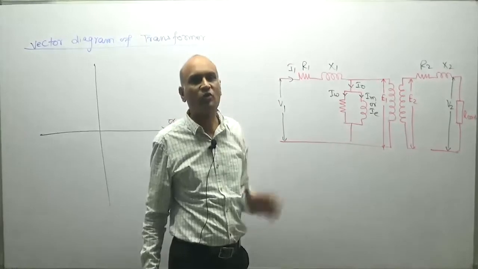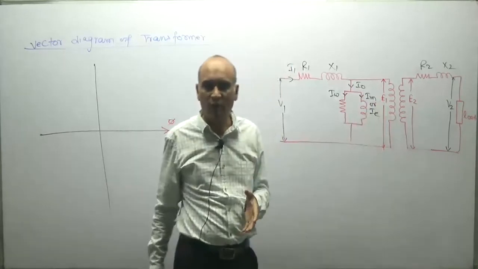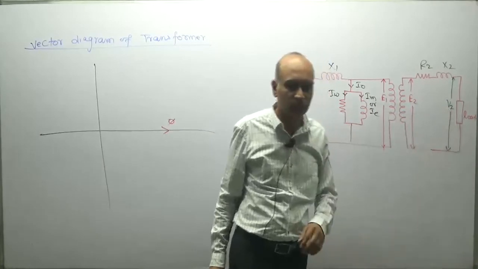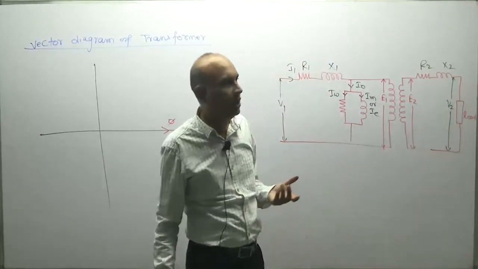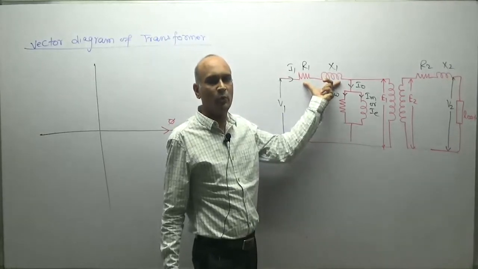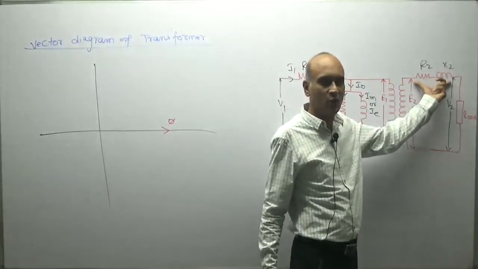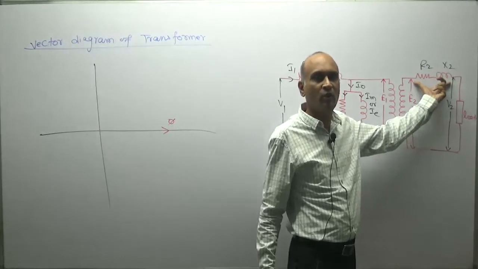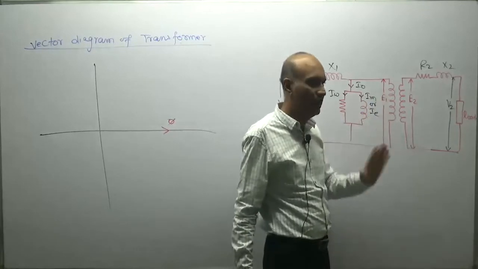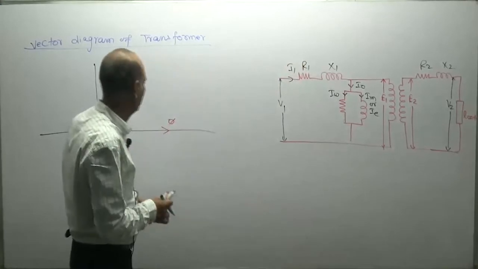In a good quality of transformer, V1 should be equal to E1, and E2 should be equal to V2. It means in a good quality of transformer, the voltage drop across series parameters should be very low.